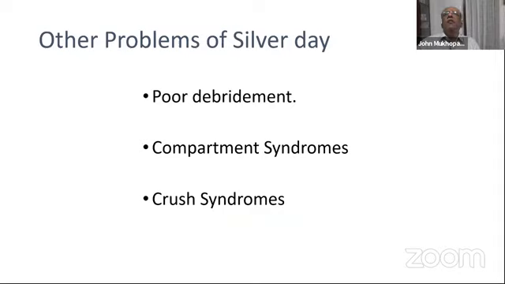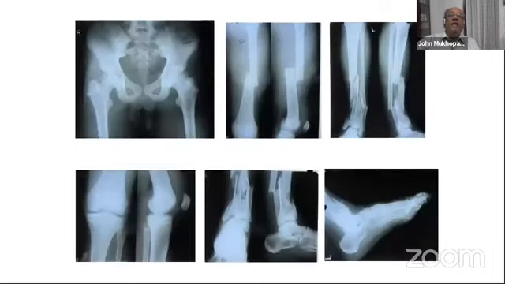What are the other problems that you need to look at in the silver day? I think it's debridement. So if your debridement is inadequate and there's dead tissue around, that's going to further increase the risk of sepsis. Compartment syndrome and crush syndromes cannot be waited upon. They need to be dealt with immediately.